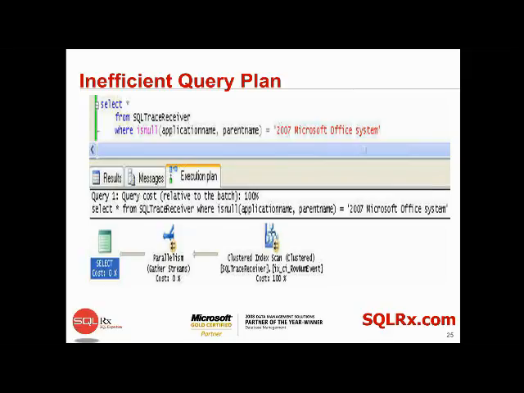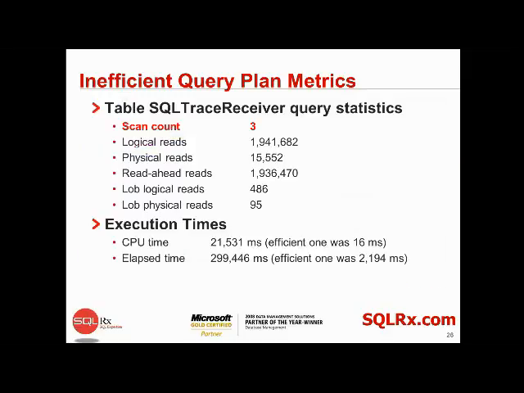So here you can see you did 1.9 million reads logically. Most of them were read ahead because it was plowing. It took 21 seconds. The other one took 21,000. This one took 16.